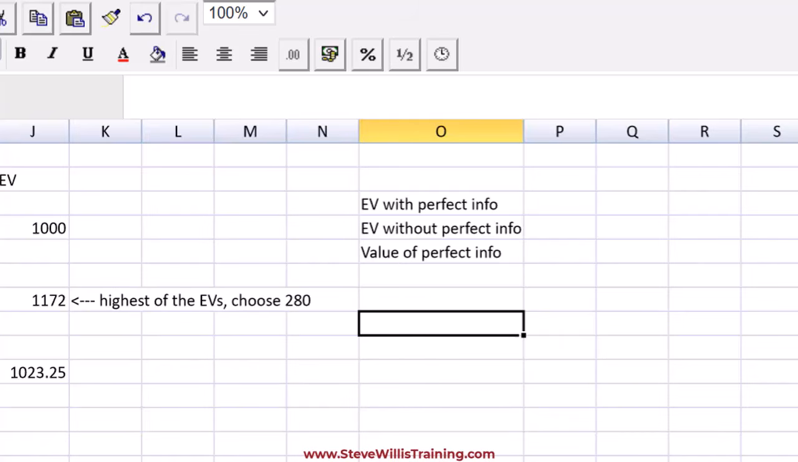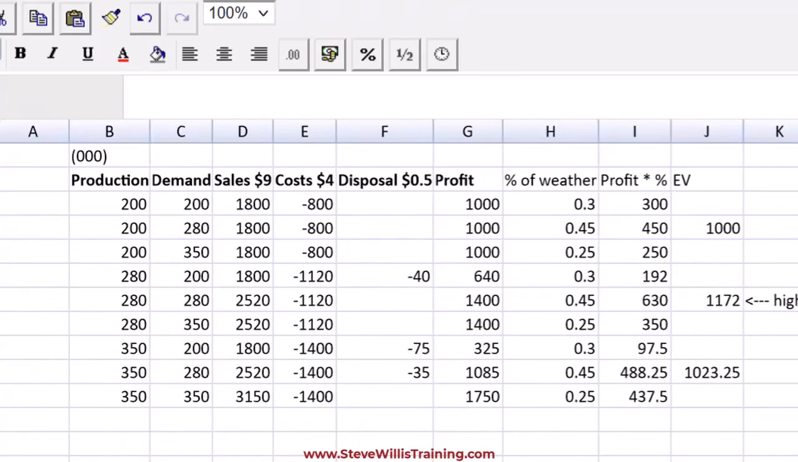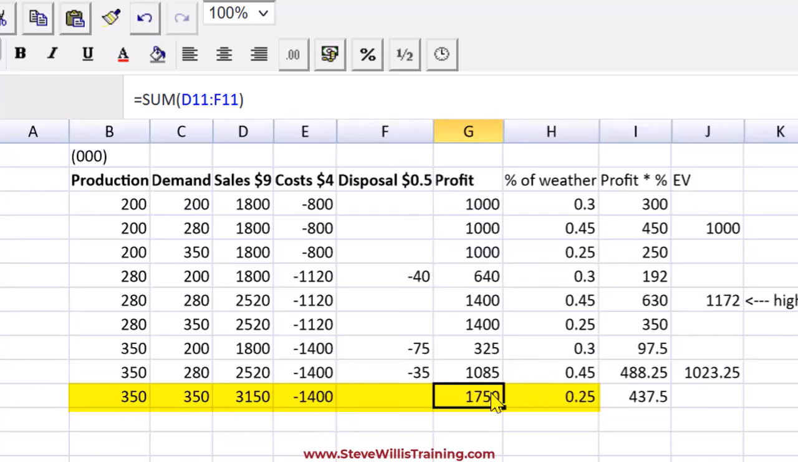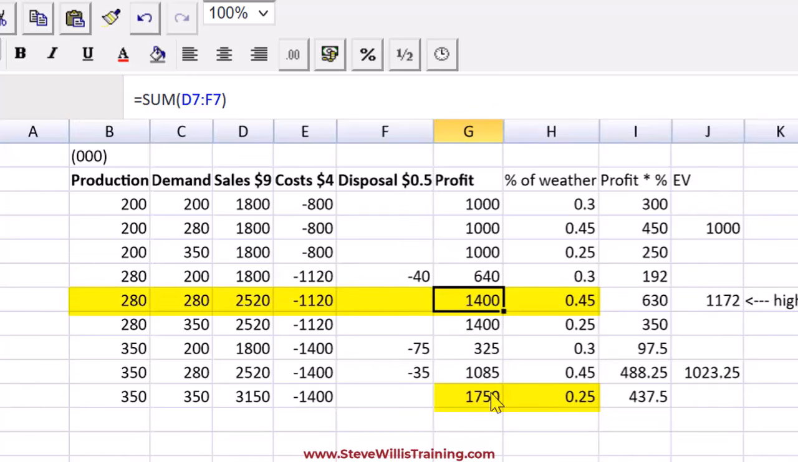Okay, so look at this. I'm going to come back over here. If we knew the weather was going to be good, right, we would choose 350. We would choose 1750 as our profit because we knew the weather would be good, and there would be a 25% chance of us making that decision. So that would be 0.25 times 1750. Okay. Now, if we knew beforehand that the weather was going to be medium, we would prefer to make the 1400 profit, and there would be a 45% chance of us doing that. Okay. And if we knew the weather was poor, we would do 200 and earn the 1000.